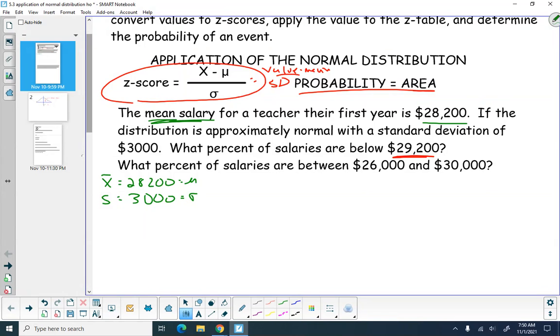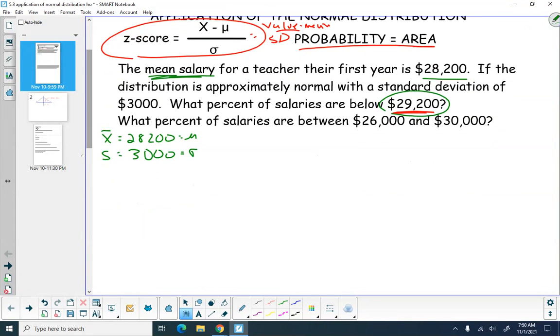We want to know what percent of salaries is below $29,200. So the first thing that we're going to have to calculate is what is the z-score for $29,200?